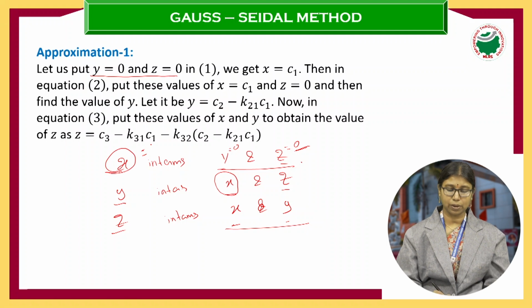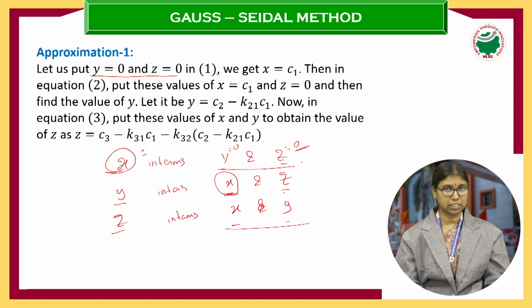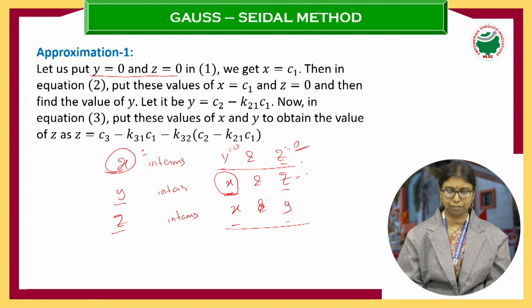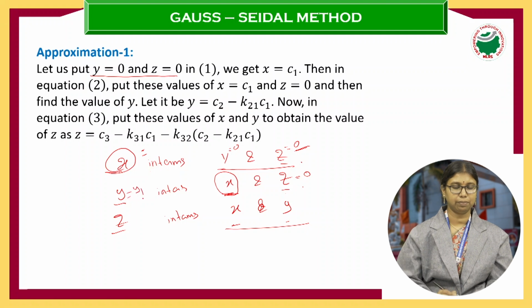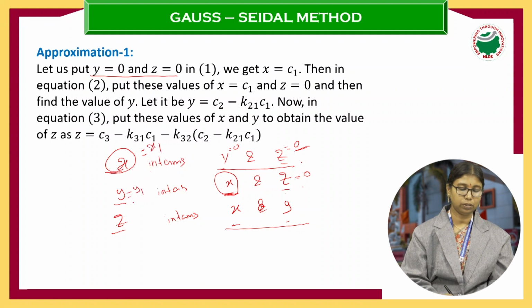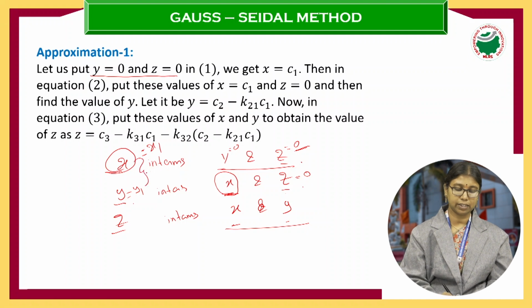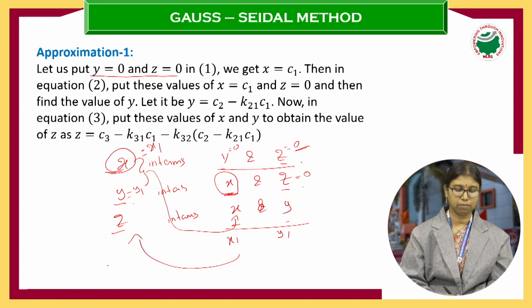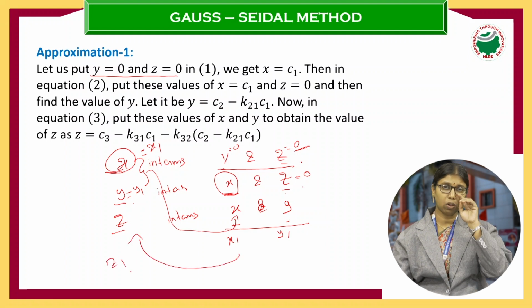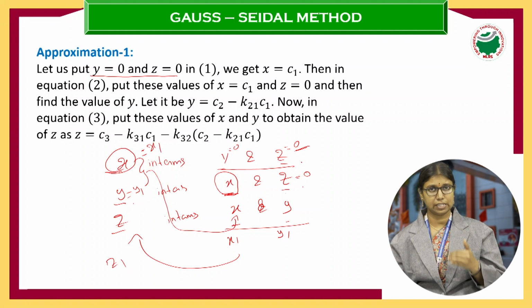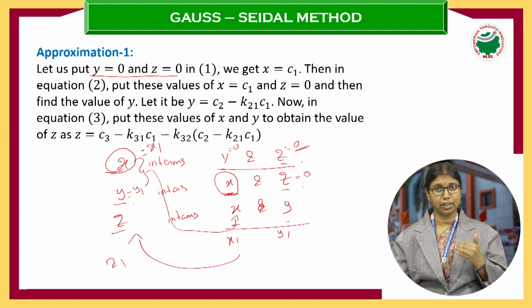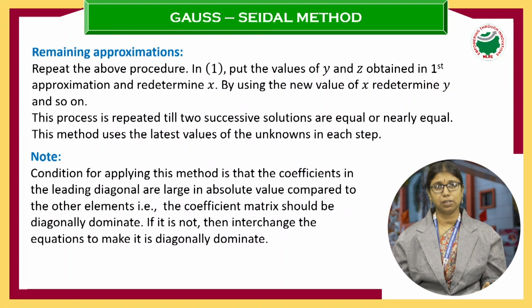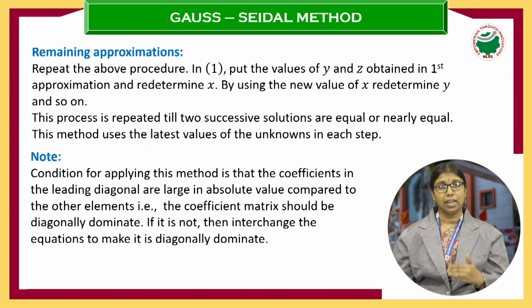Then you use that latest value of x in this step, and since we still don't know anything regarding z, you have to take z as 0 only. By substituting those two values, you will get some value for y. Now I have the x value and the y value. Use these two latest values, x is x1, y is y1, then you will get some value for z. Like that, always by taking the latest values for x, y, z, you have to calculate the required approximations or the required solutions.